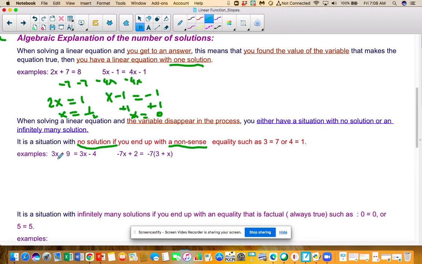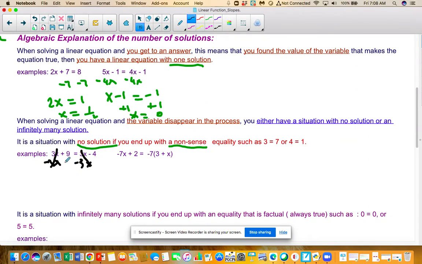For example, this one, 3x plus 9 equals 3x minus 4. If I decide to move the x's to one side, I would have to subtract 3x from both sides, right? Minus 3x, minus 3x. So on this side, the x's are gone, all the x's are gone.